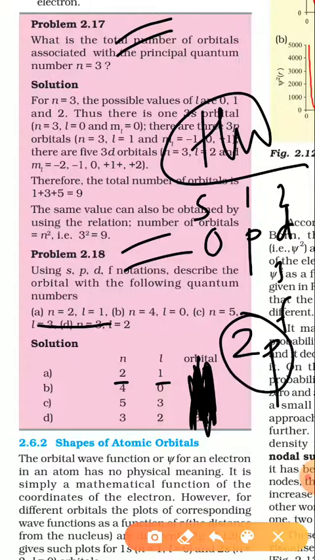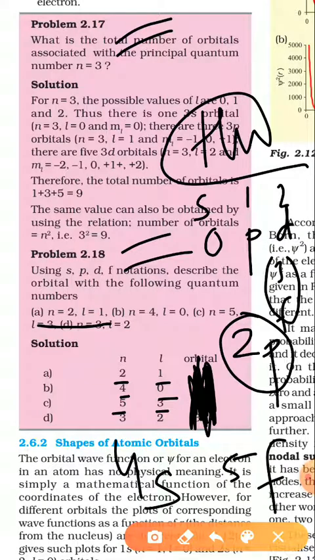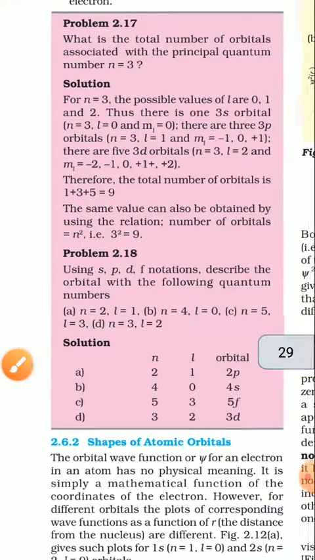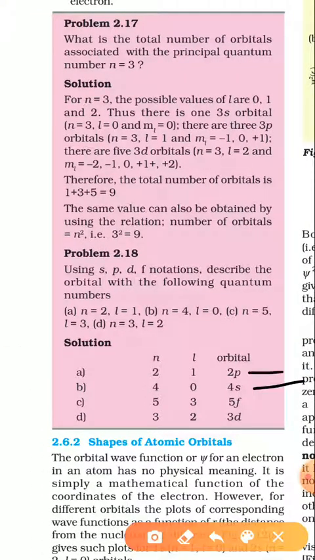So the orbital will be 2p. What about 4, 0? Directly I can say it is 4s. No doubt. What about 5, 3? 5, 3 means n is 5 and l is 3. l equals 3 means it will be f, 5f. And what about 3, 2? 3, 2 will be 3d. So the answers are 2p, 4s, 5f, 3d. Right.